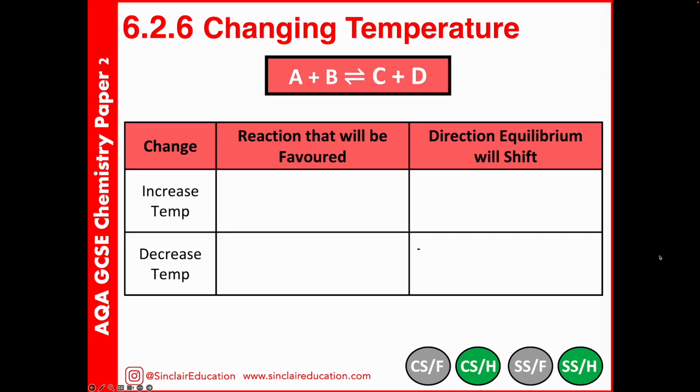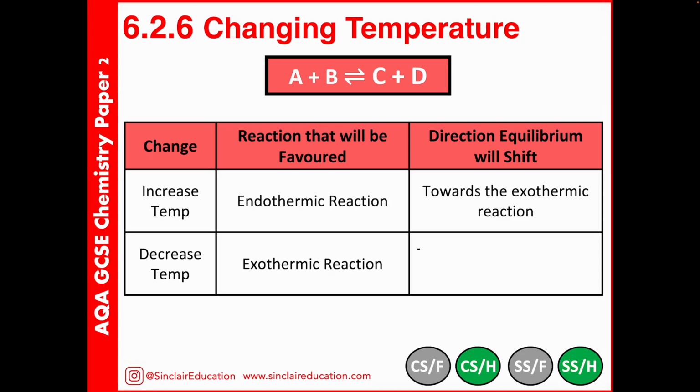So if we increase temperature, we're going to favour the endothermic reaction, and the direction of the equilibrium will shift towards the exothermic reaction. When we decrease temperature, we now favour the exothermic reaction, and the equilibrium will shift in the direction of the endothermic reaction.